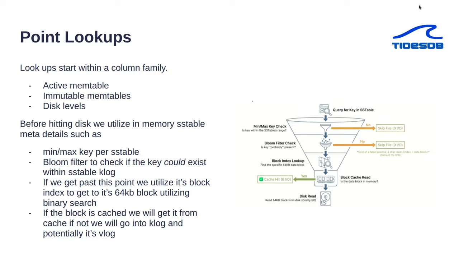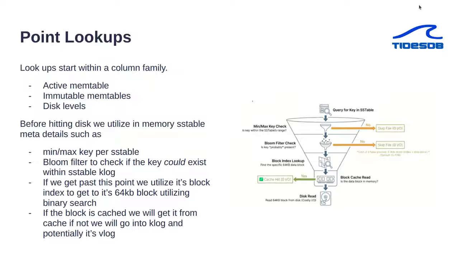Point lookups. This is basically, give me the value for a key. The way this works is per column family, we're always going to try to get the most recent data, right? So the most recent data is going to live in the active memtable. From the active memtable, then it's going to go to the immutable memtables, and then the disk levels. The immutable memtables, that's like L0. Disk levels is like L1, L2, L3, etc. And each level has SSTables, and we're always going to try to look at the most recent SSTable inside of the level.